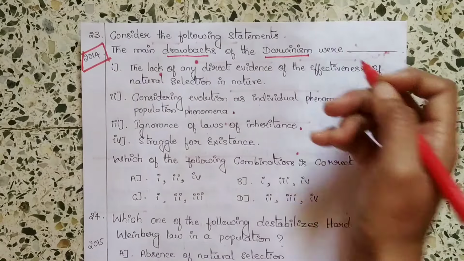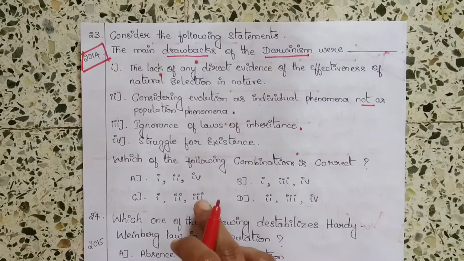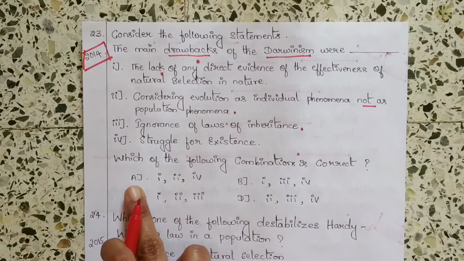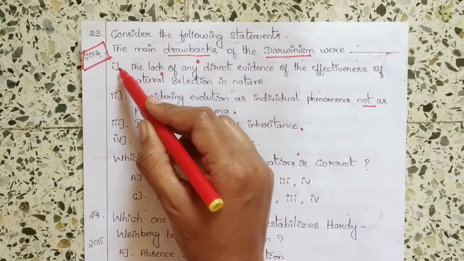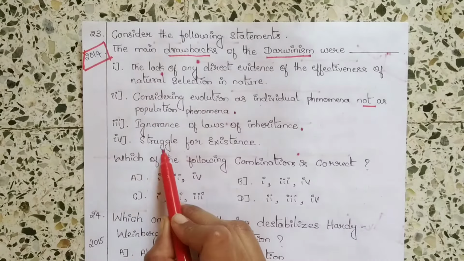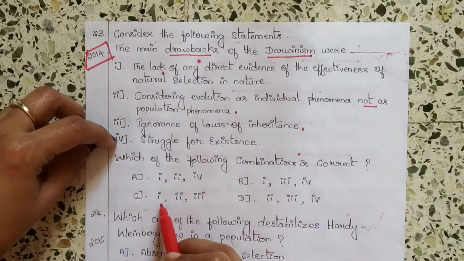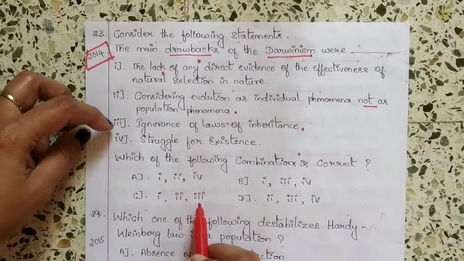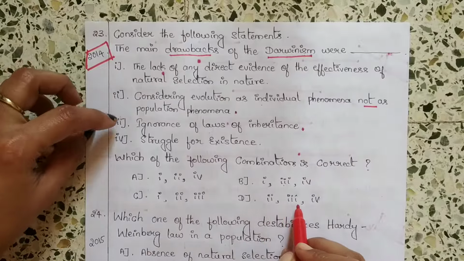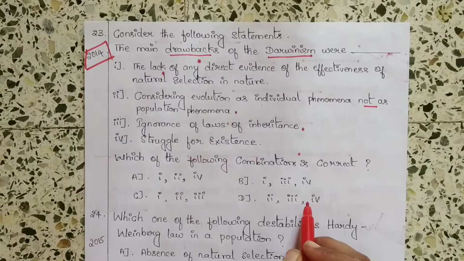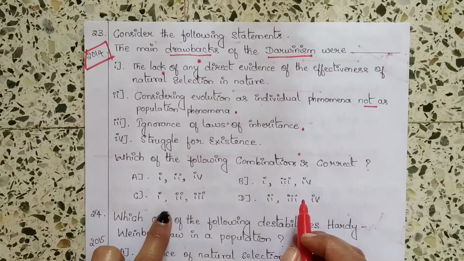Okay, what are the drawbacks of Darwinism? In option A they have given the first one, second one and fourth one. In option B they have given the first one, third one and fourth one. In option C they have given the first one, second one and third one. In option D they have given the second one, third one and fourth one. So they're mainly asking the drawbacks.